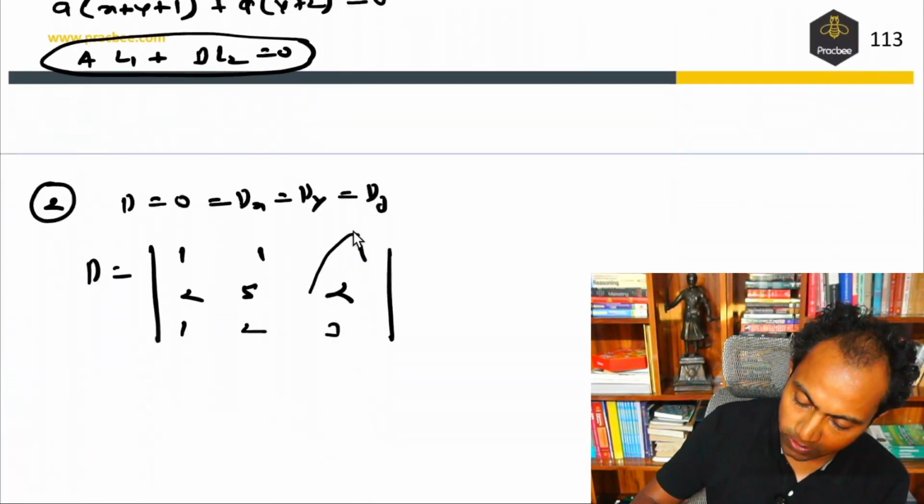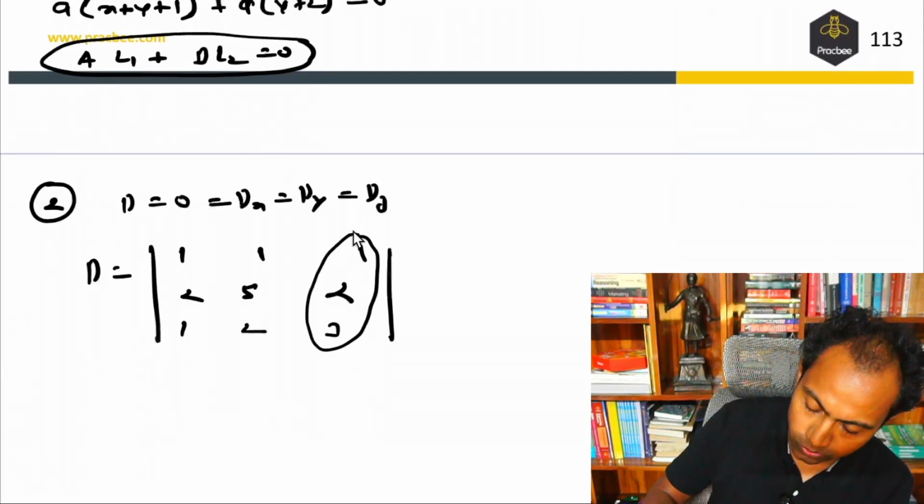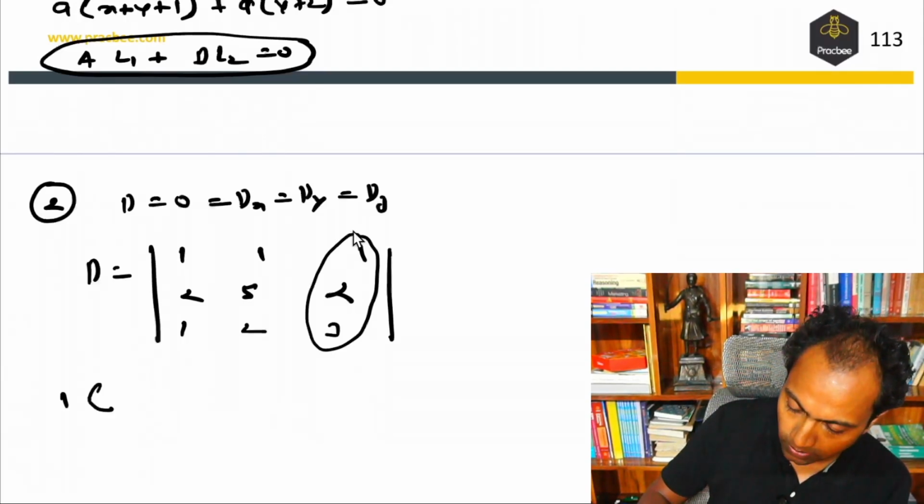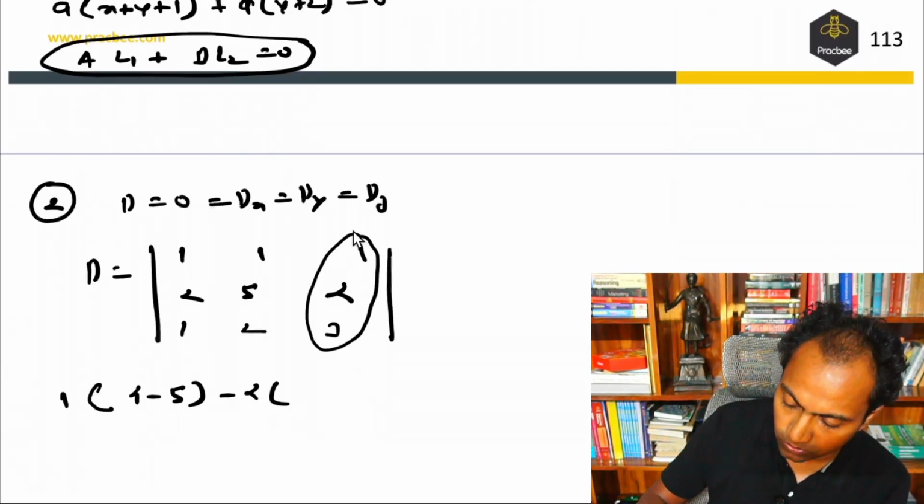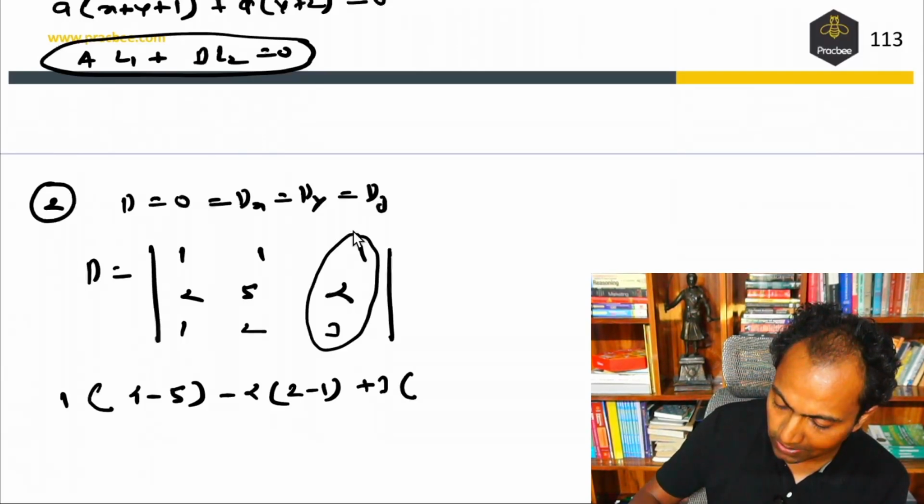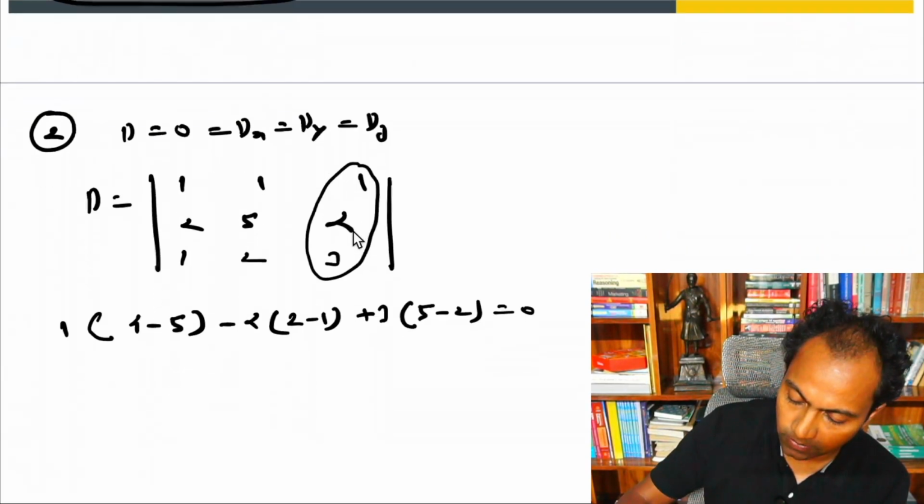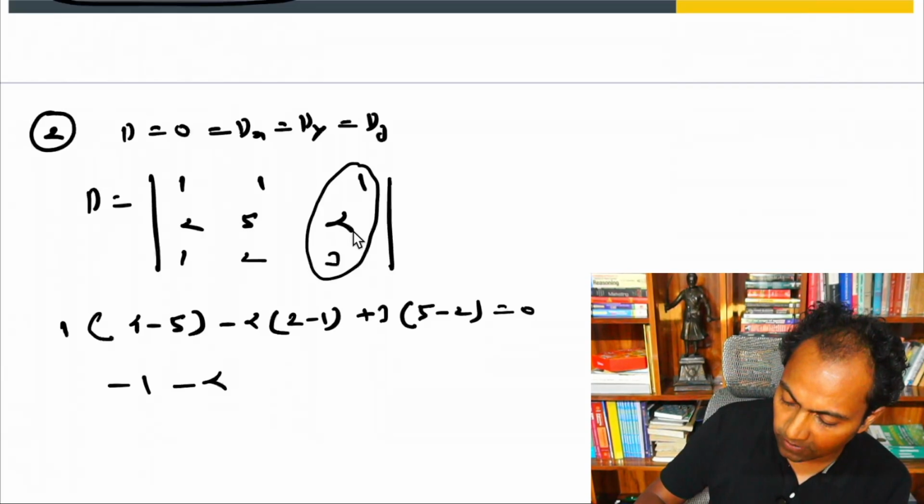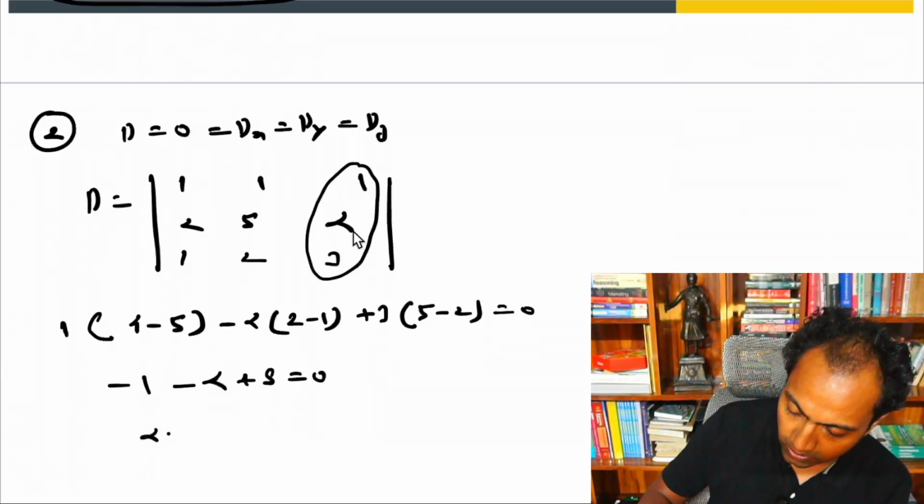Now we can open it along the third column, and if I do so, 1 into (4 minus 5) will come, minus alpha into (2 minus 1) will come, and plus 3 into (5 minus 2) equal to 0 will come. This will become minus 1, this will become minus alpha, this will become 9, is equal to 0. The value of alpha comes out to be 8.